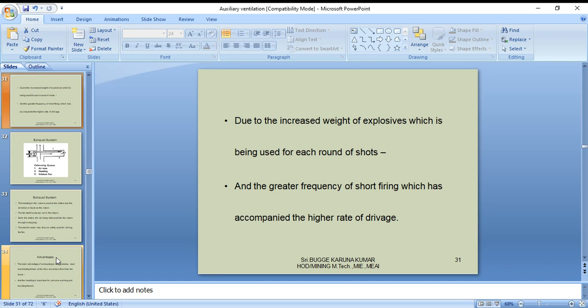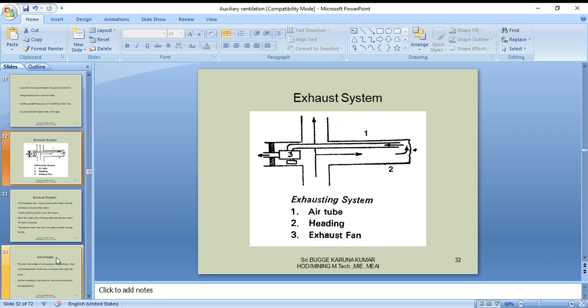Due to the increasing weight of explosive used in each round of shots, and the greater frequency of shot firing, which has come with a high rate of drivage.